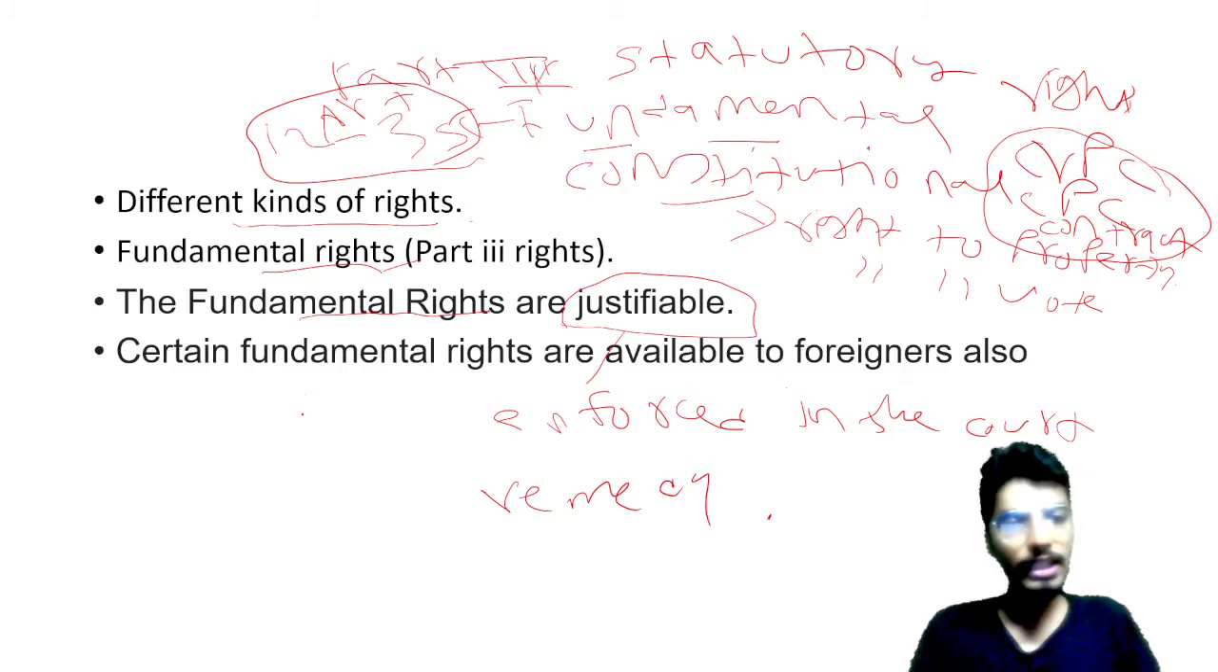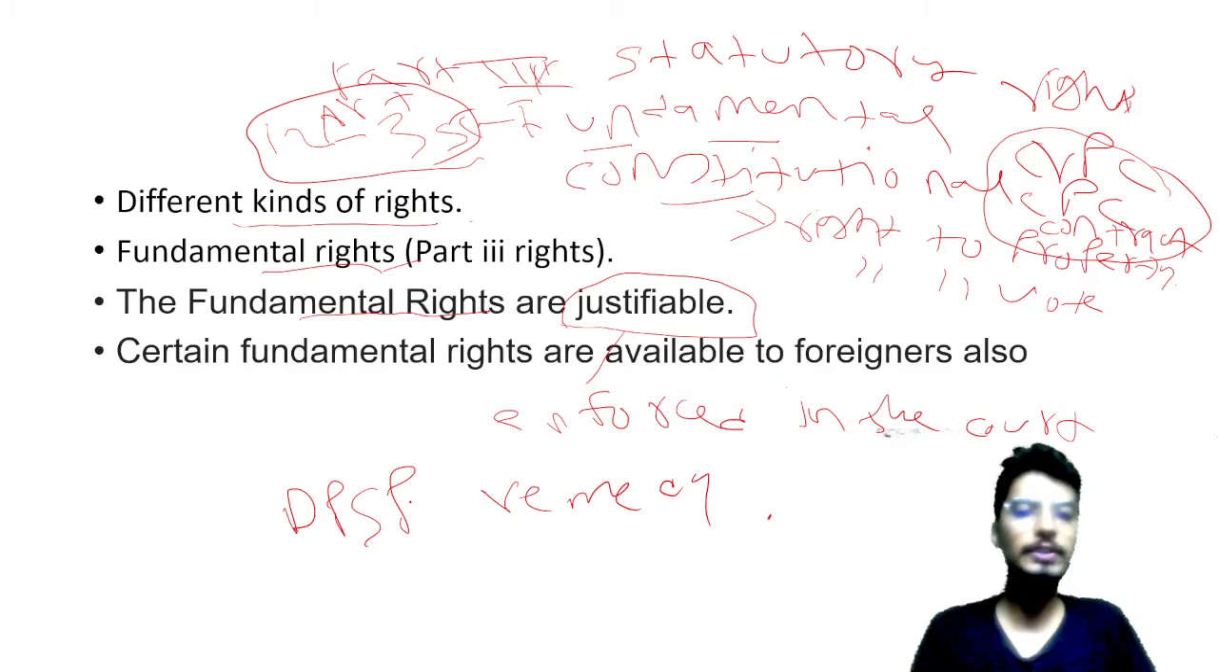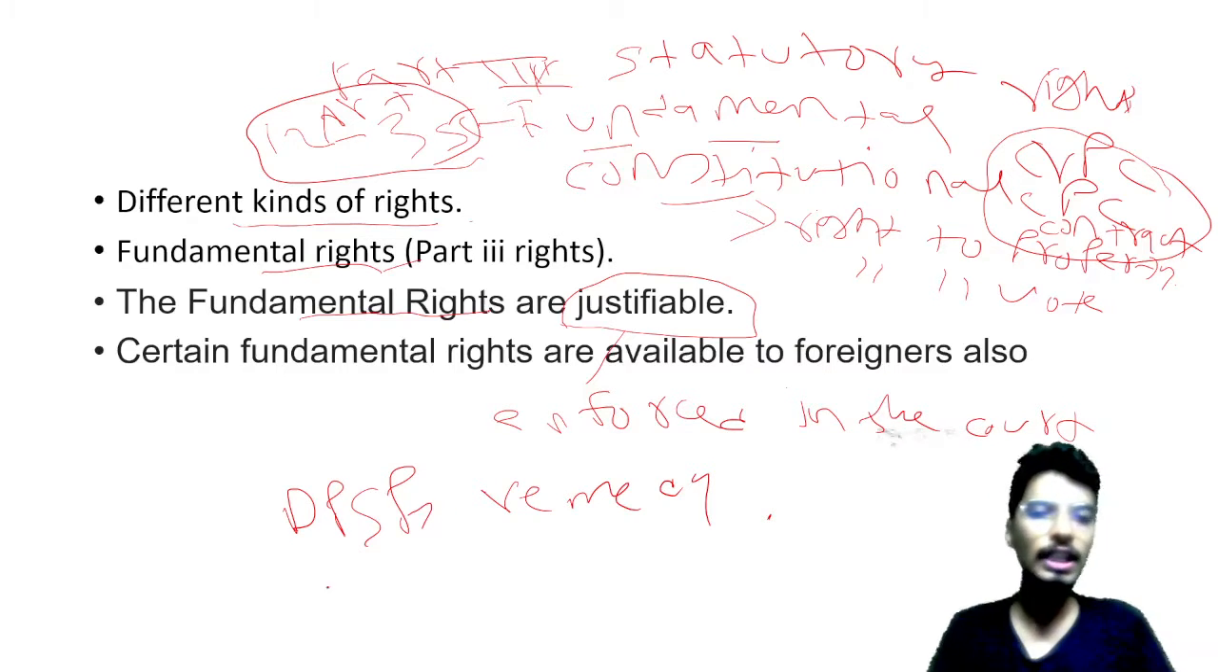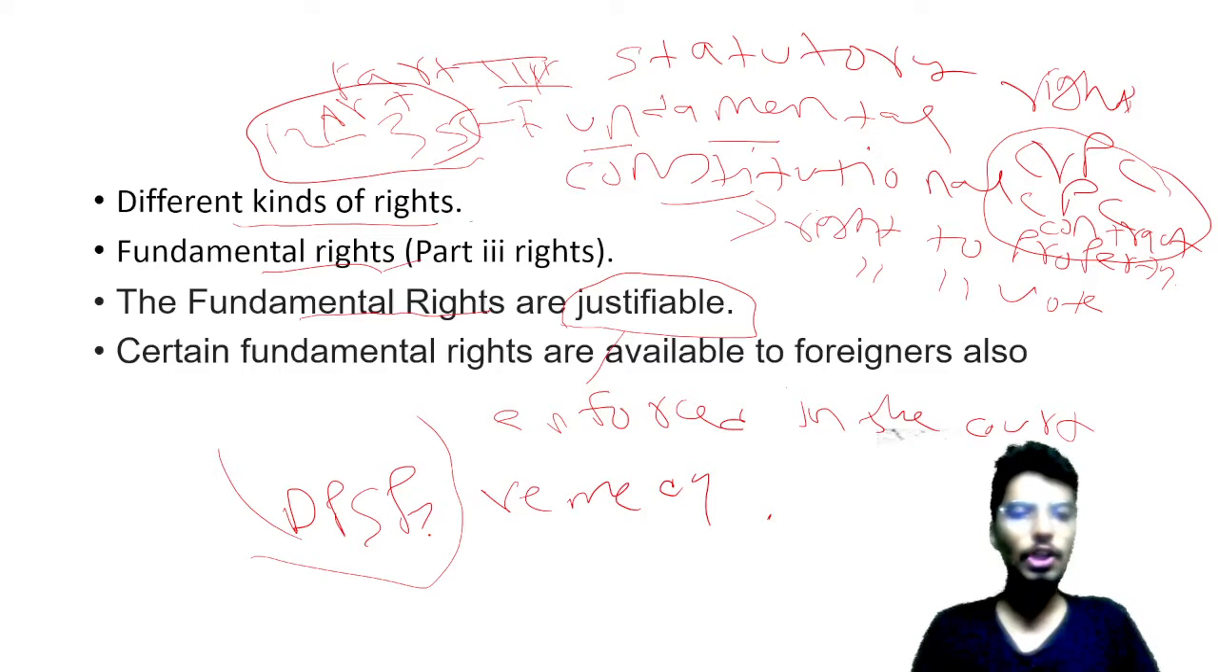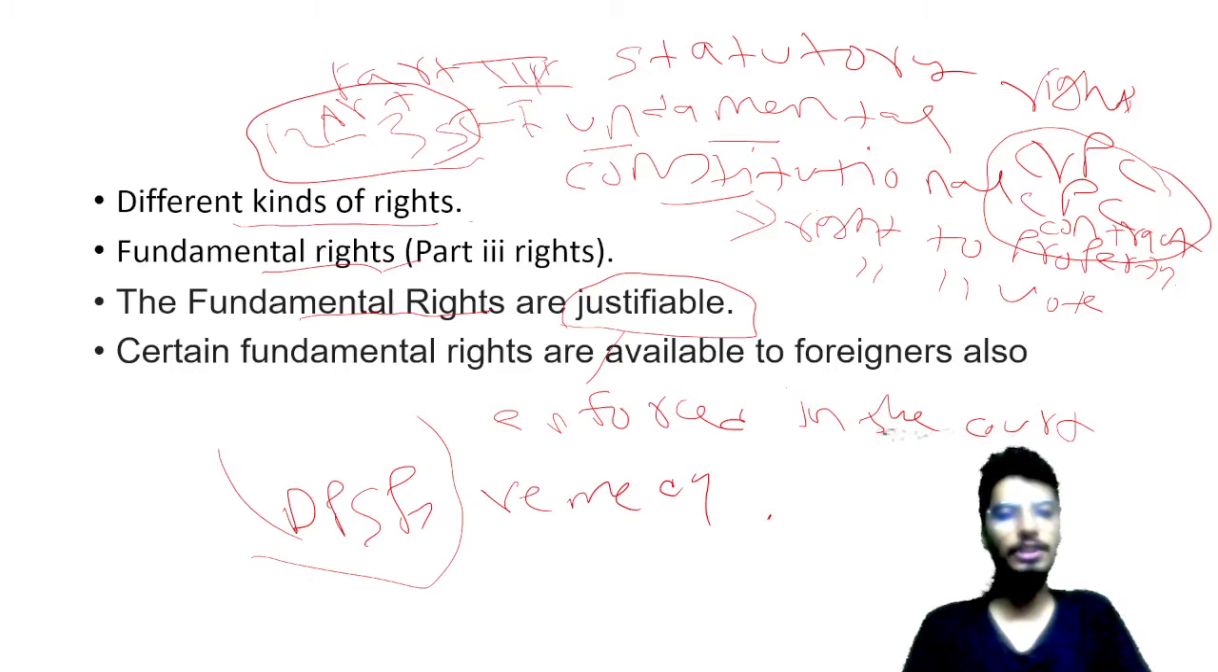Now there are various rights which are not enforceable. Like if you talk about the concept of DPSP in the Indian Constitution, Directive Principles of State Policy, these are not justifiable rights. So even if something is written in DPSP and if a state is not following it, if a state is not doing what is written in the DPSP, then you do not have remedy to go to the court and claim that this should be done, because these are not enforced in the court.